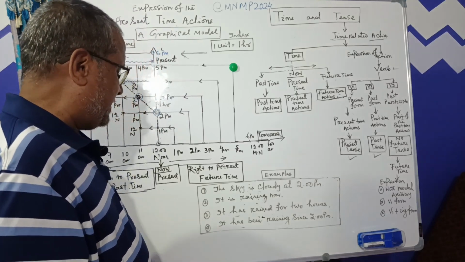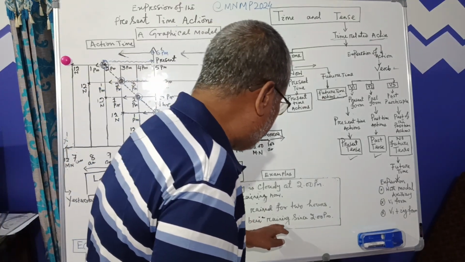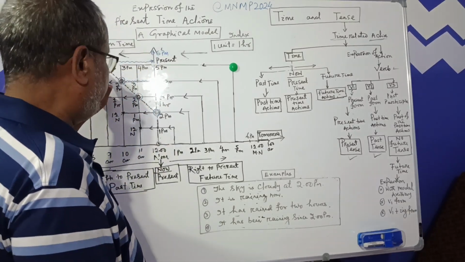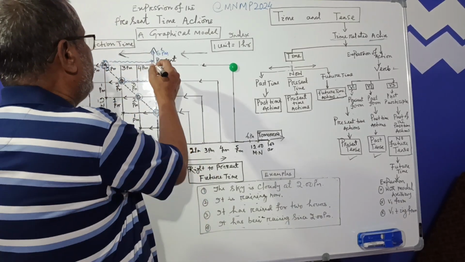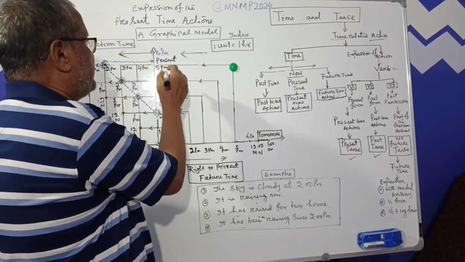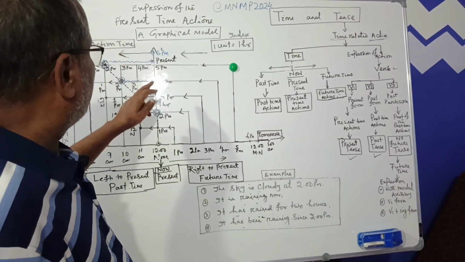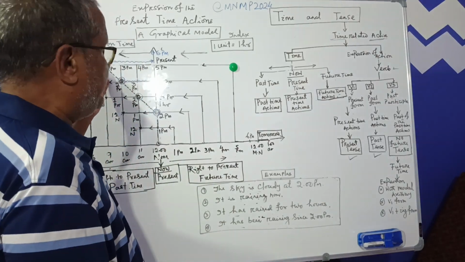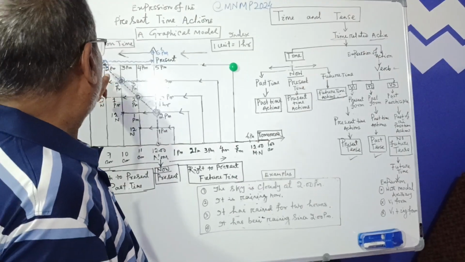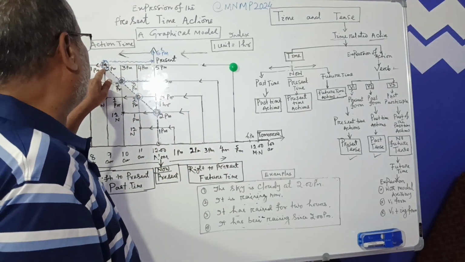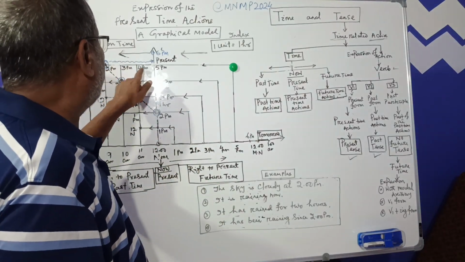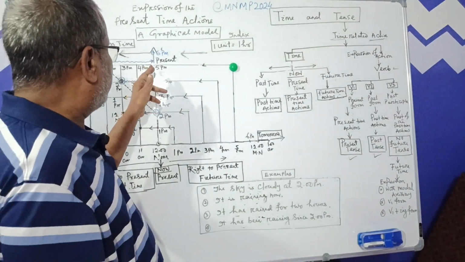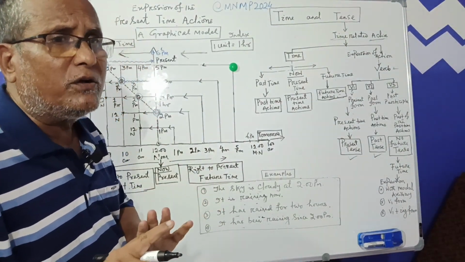So come to point number 4. It has been raining since 2 p.m. Now see, here is 2 p.m., and the present clock time is 5 p.m. The speaker is at this point. So what is our observation? The beginning point of the rain is at 2 p.m., and it is continuing till 5 p.m.